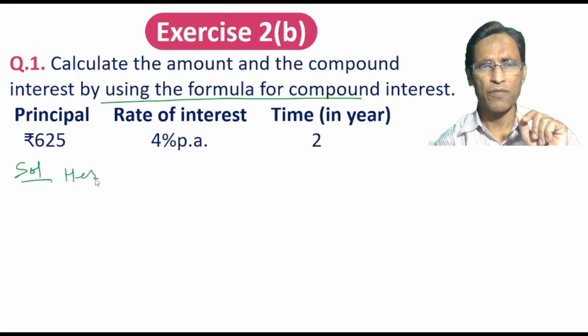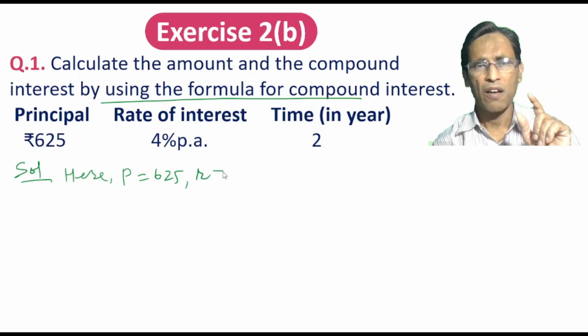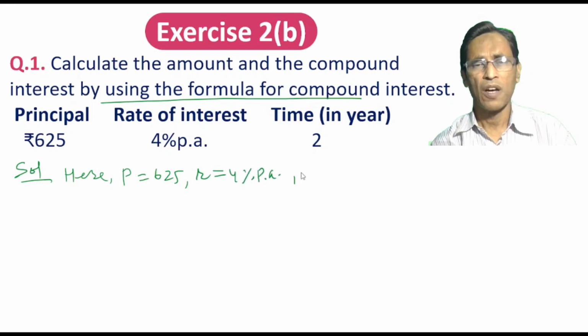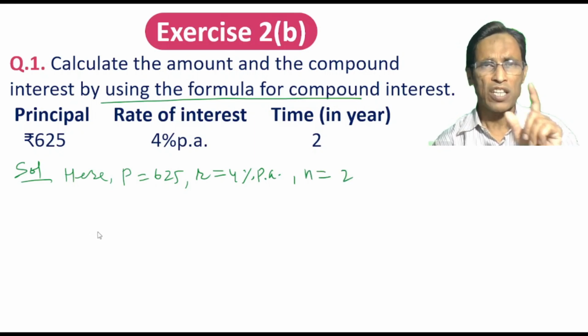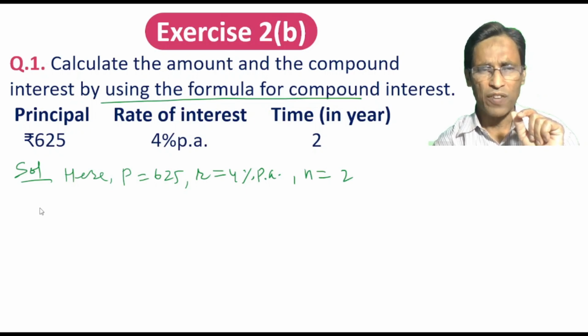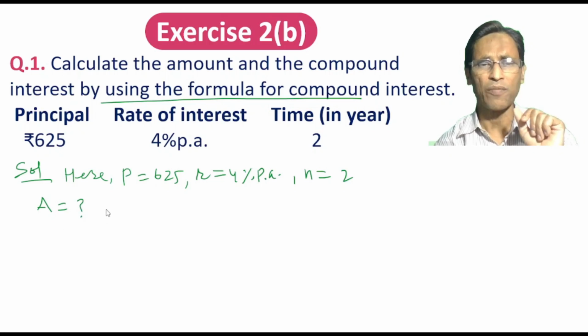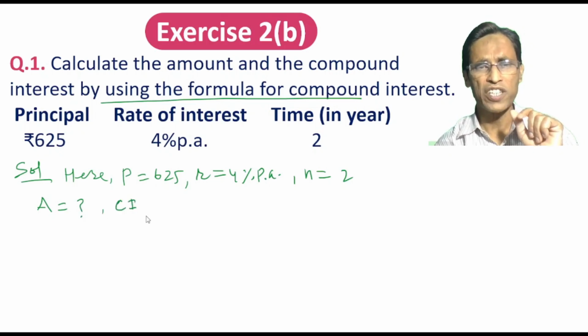By using the information here, principal P is 625 in rupees. Rate of interest 4% per annum and number of years n is 2. And what are the quantities to be found? First quantity is amount. Amount is unknown, so we have to find it out. And secondly compound interest is also unknown, we have to find it out too.